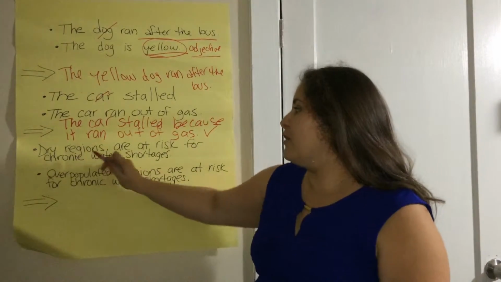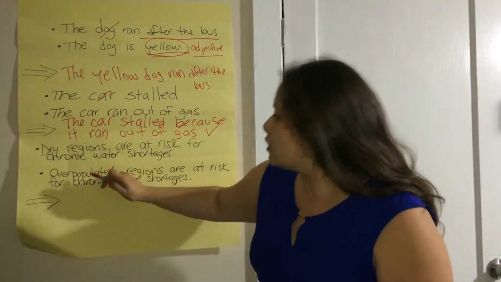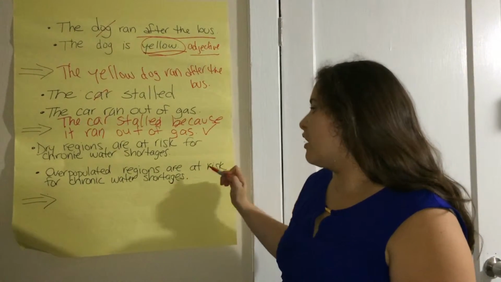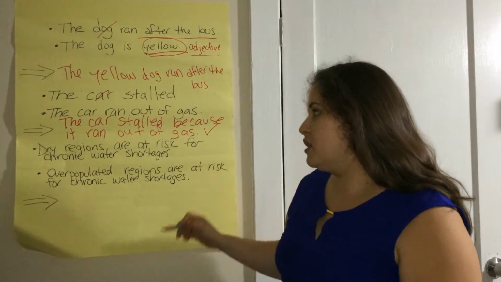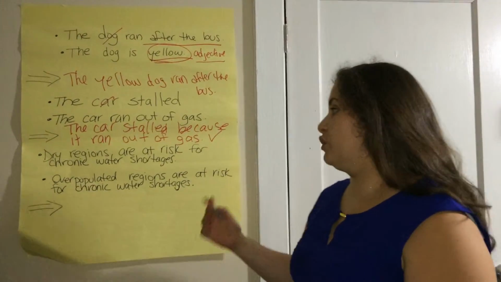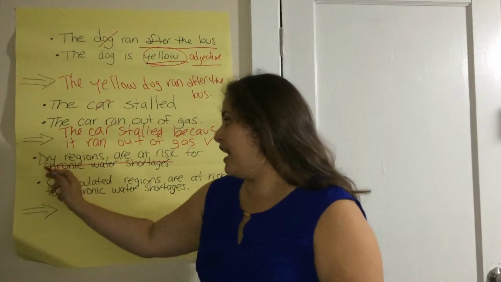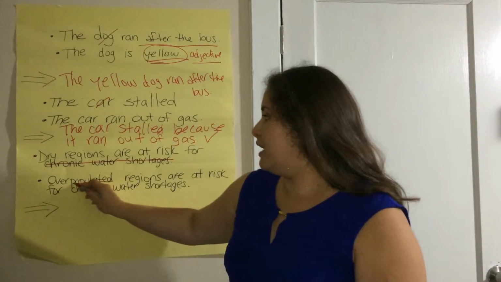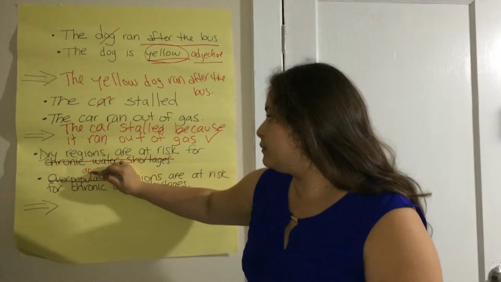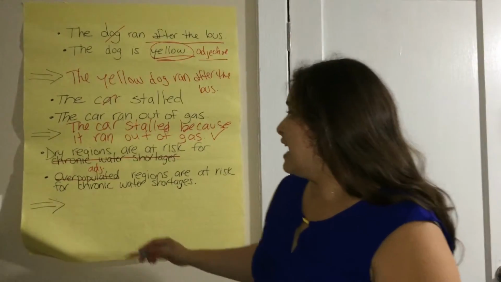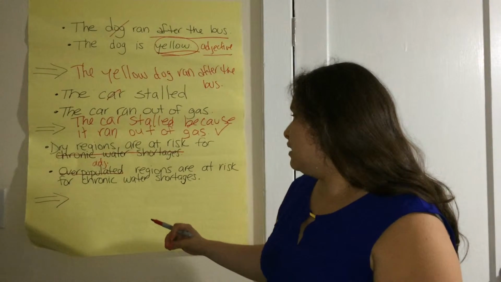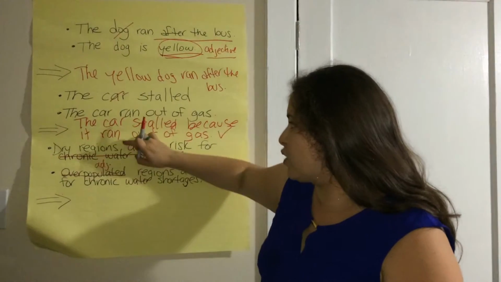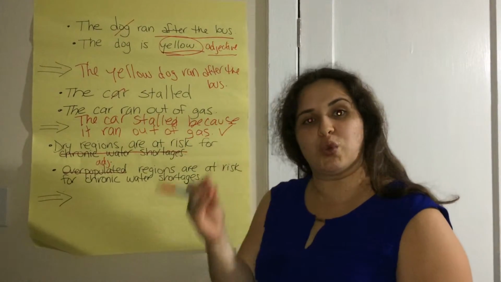So we have, dry regions are at risk for chronic water shortages. The next one is, overpopulated regions are at risk for chronic water shortages. So again, we have a repetition. We don't need to repeat it twice, so we're going to cancel that out. Overpopulated is our adjective, right? I want to combine these two. Here I have the same information. The only difference between these two sentences is dry regions and overpopulated. So I want to join those two things.